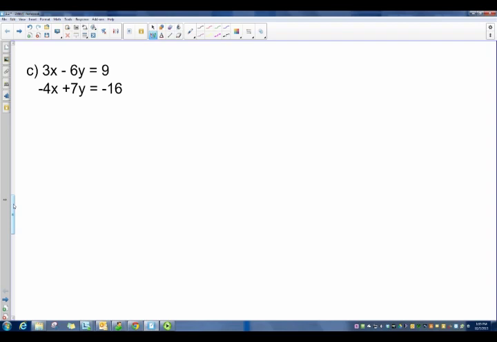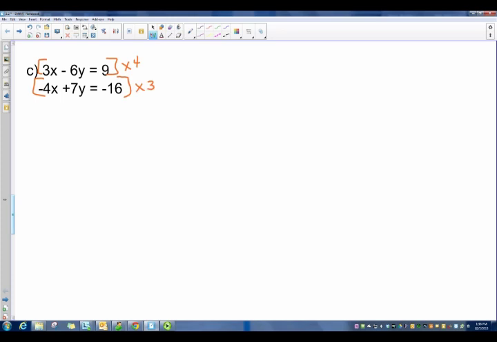So what I've got to do is figure out what number I can turn them both into. Now if you think about the x's, you're looking for the least common multiple of 3 and negative 4, which would be 12. Okay, for 6 and 7, least common multiple there, you're going to end up with 42. So it doesn't matter which you choose. The key to this is whatever variable you choose to work with, you get both of those to be the same. So we're going to say the x's and turn them into 12. So for the top equation, to turn my 3x into 12, I'm going to multiply by 4. And for my bottom equation, to turn that into a negative 12, I'm going to multiply it by 3.